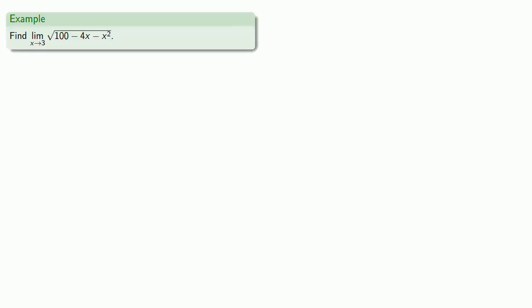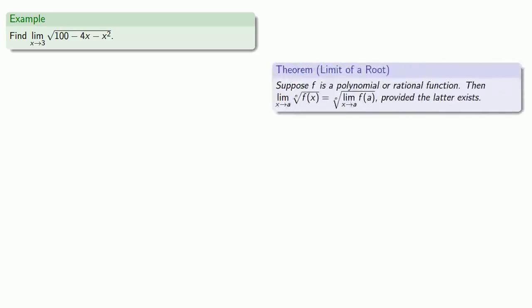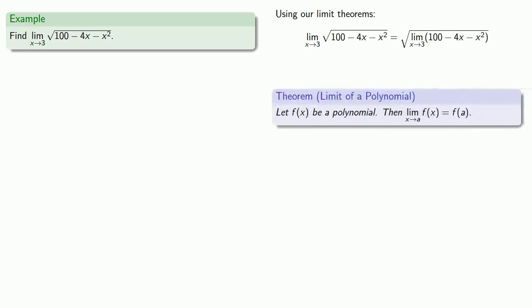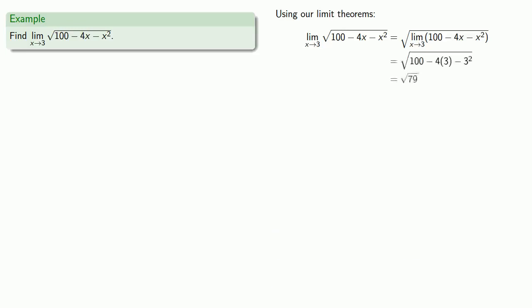So if I want to find the limit as x approaches 3 of the square root of 100 minus 4x minus x squared, this is an algebraic function, and so I can evaluate it by using our limit theorems. Since it's the limit of a square root, I can find this by taking the square root of a limit. Since this is the limit of a polynomial, I can evaluate it by evaluating the polynomial, and that allows me to calculate the limit.